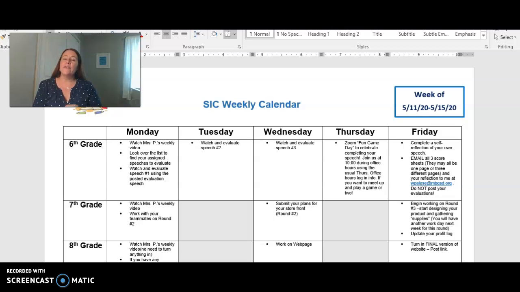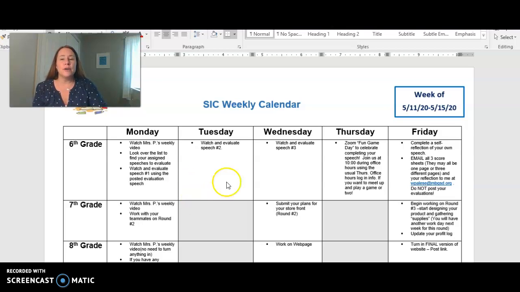But outside of those 3 that you have to go ahead and judge, I want you to also take some time, if you have any, to go through and watch everyone else's speeches. You guys all did a really great job. You worked hard to make sure that you got them posted on time and that you really put some thought into them. So feel free to check out anyone else's that you want to, that you're not assigned to.